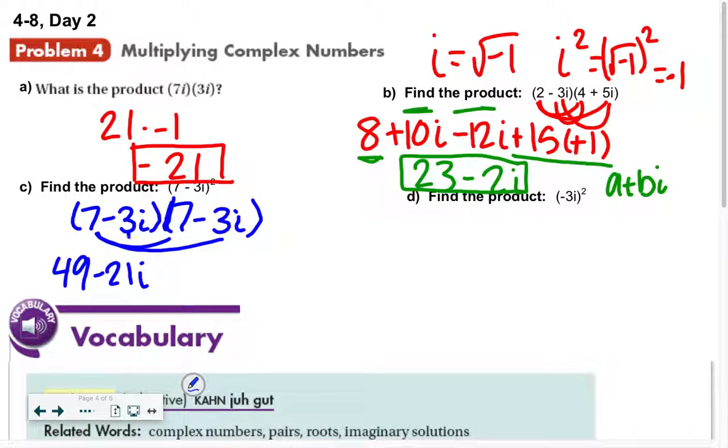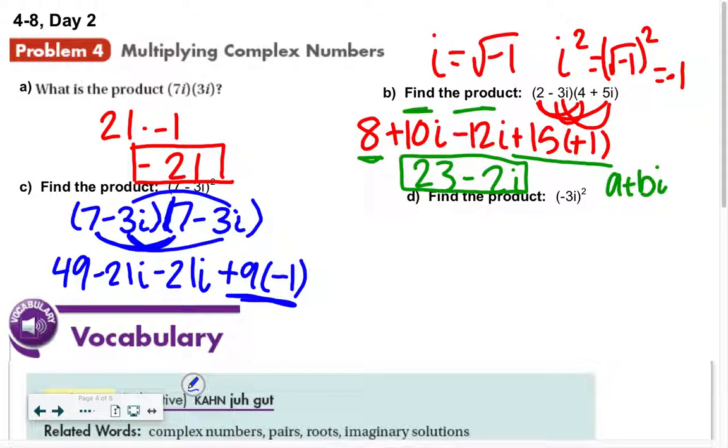-21i. And then again is another -21i. Then what about my lasts? I have -3 times -3, which is 9, and I have i times i, which gives me -1. So technically, -3i times -3i is -9.